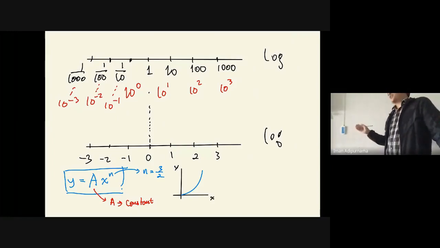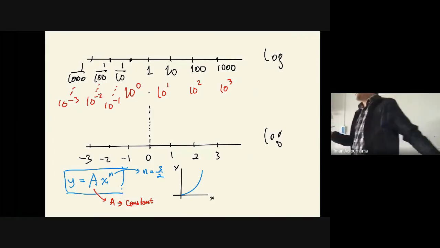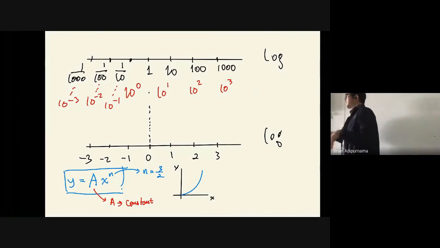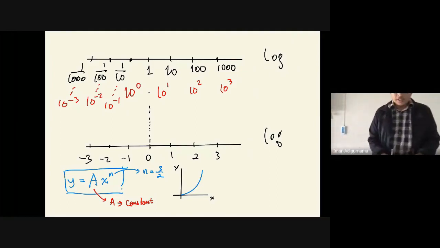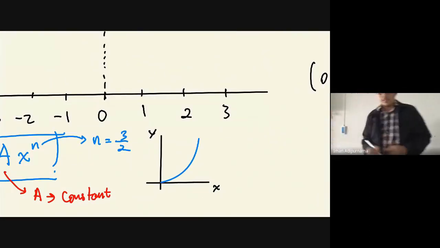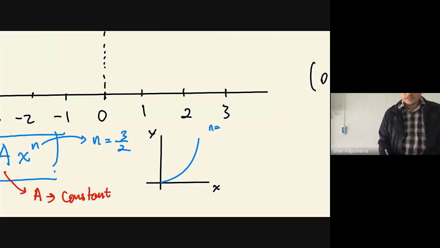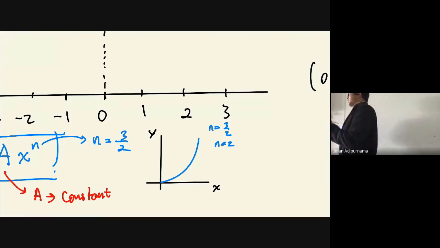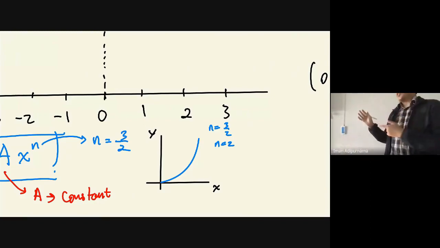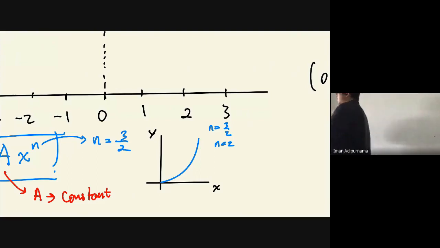But when you draw 3 over 2, if you draw on paper, not using any graphing calculator or websites, it will be difficult to differentiate whether n is 3 over 2 or n is 2, the quadratic. It will be difficult with just pencil and paper. So the way to observe any power index is using log.